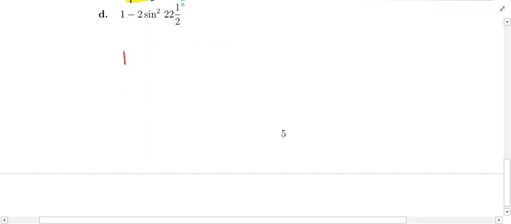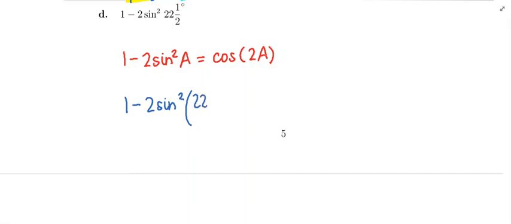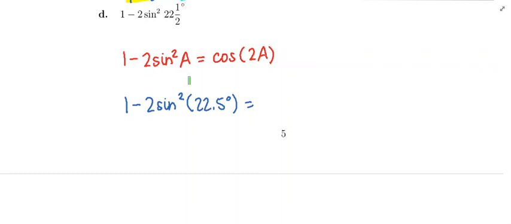I know that 1 minus 2 times the sine squared of A is the same thing as the cosine of 2A. I am going to match it up with what I have been given, which is 1 minus 2 times the sine squared of 22.5 degrees. I'm just going to go ahead and write 22.5 degrees. And luckily this is another exact match.